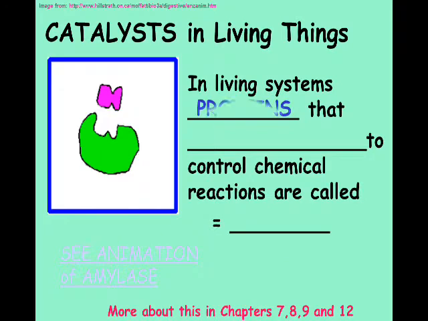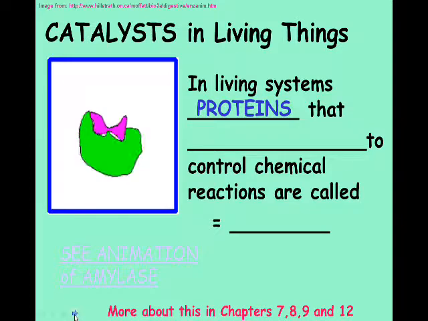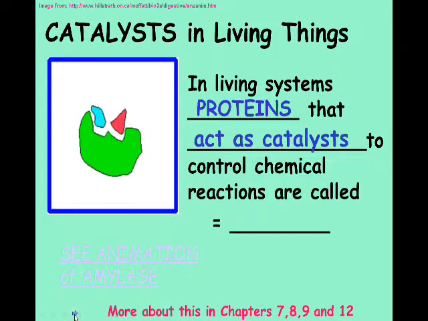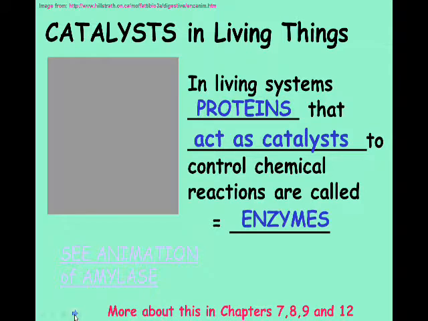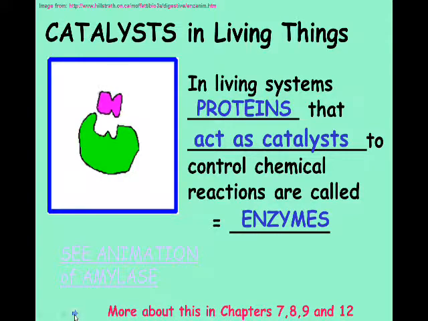In living things, what we call catalysts, remember, catalysts make reactions happen faster. In living things, the catalysts that do that are protein molecules. That's one of the functions of proteins, is they can be catalysts to speed up chemical reactions. They're called enzymes. Enzymes are catalysts that work in living things to make reactions go.